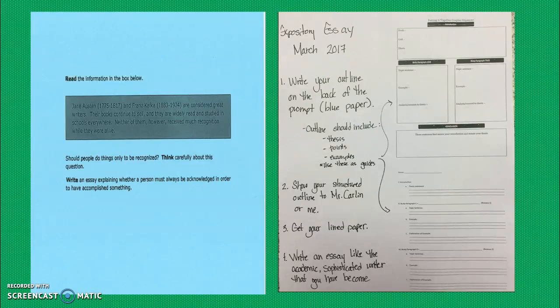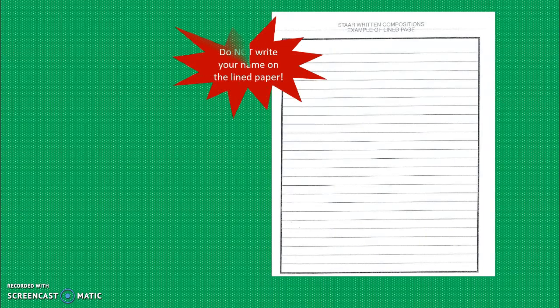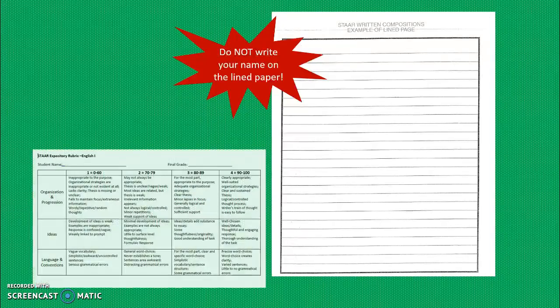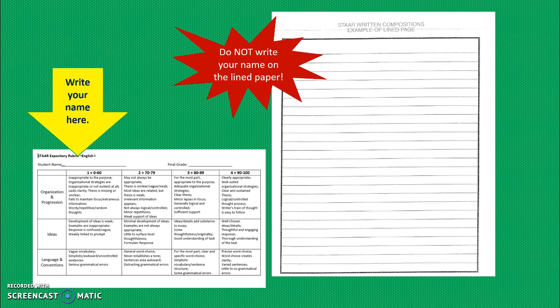So then you go ahead and write your essay, and you'll notice that the line paper does not have a place for you to put your name. I'm going to ask that you don't put your name on there because we're going to be doing an exercise after spring break where you're going to be exchanging essays, and I want to keep this anonymous. So do not write your name on the line paper. Instead, you're going to get a rubric, and on the rubric, that's where you write your name. When you're finished with your essay, you can staple the rubric to the line paper, and turn that in.